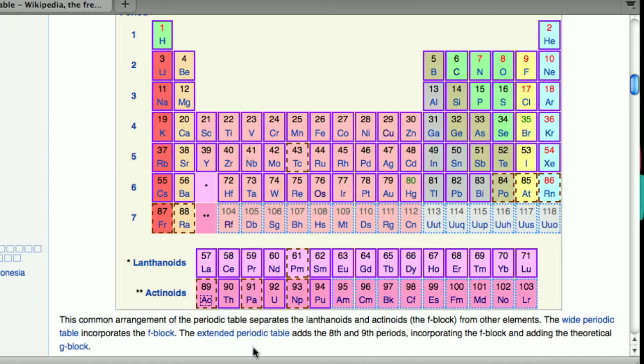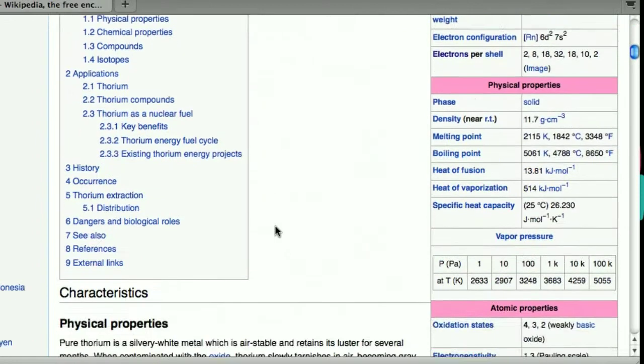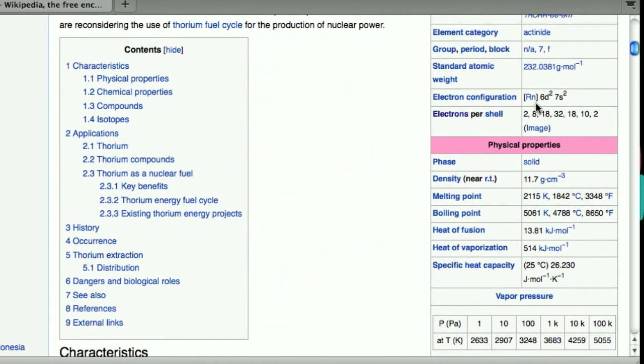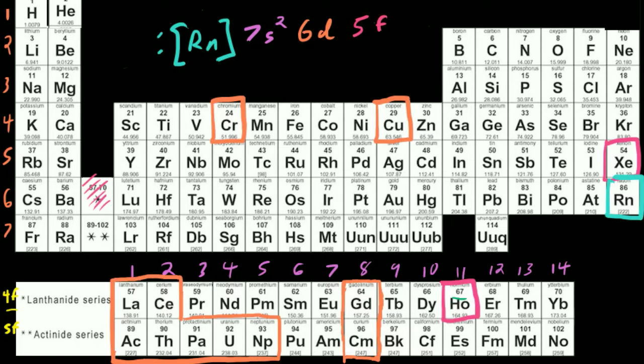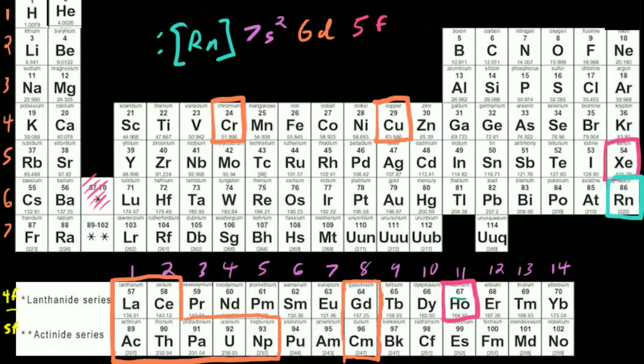How about, how do you pronounce this? Thorium. Let's do thorium. And thorium is interesting too. The nearest noble gas is going to be radon. And what would we expect for thorium? We would expect radon, 7s2, and then 5f2, right? But what do we get? Instead, we don't have any electrons in our 5f orbital. We have radon, 6d2, and then 7s2, okay?